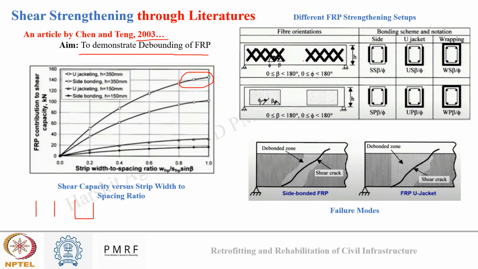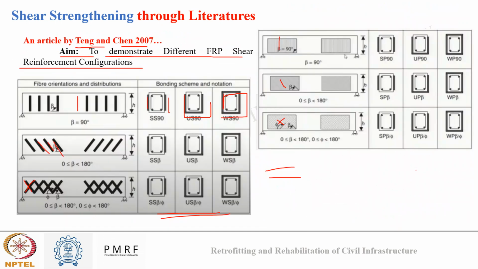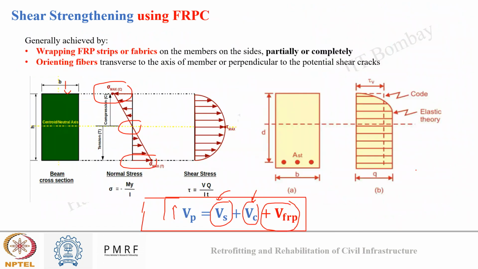Okay, and they also talked about fiber orientation and how failure modes change when my FRP is side bonded, and what failure mode happens when my FRP is U jacketed. Okay, so this was all about shear strengthening using FRP. So here we talked initially how shear strengthening is done using FRP by wrapping FRP strips or sheets on the side. Why does shear strengthening happen?